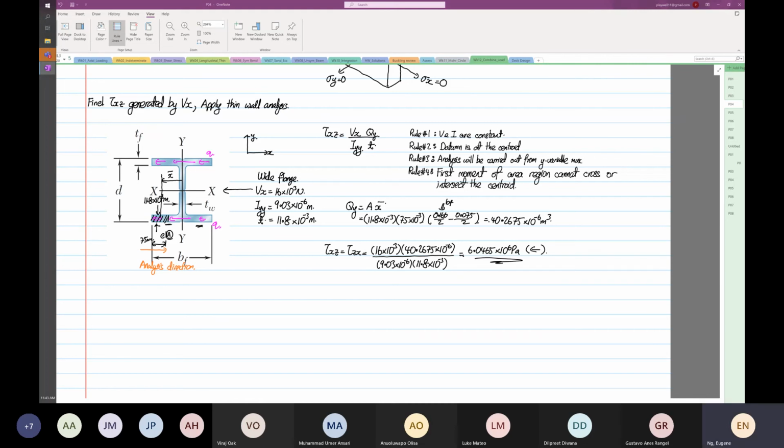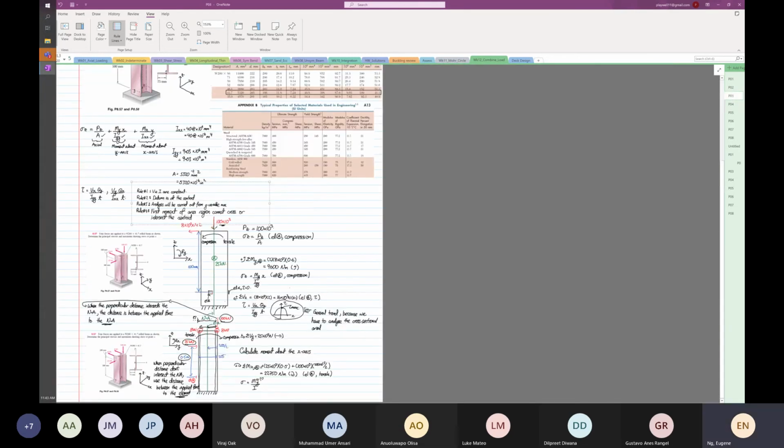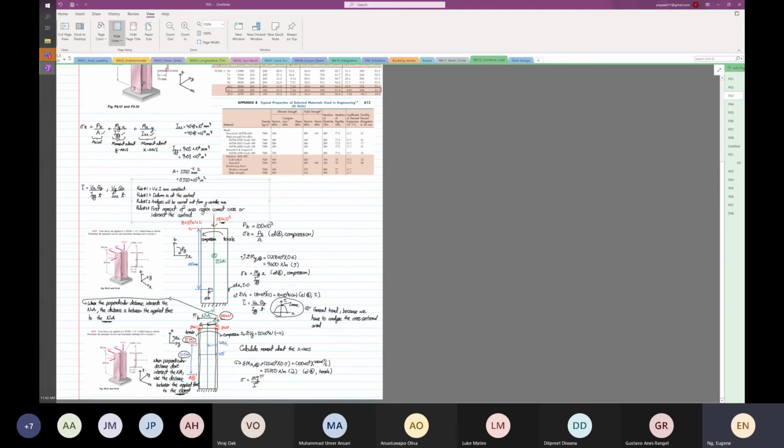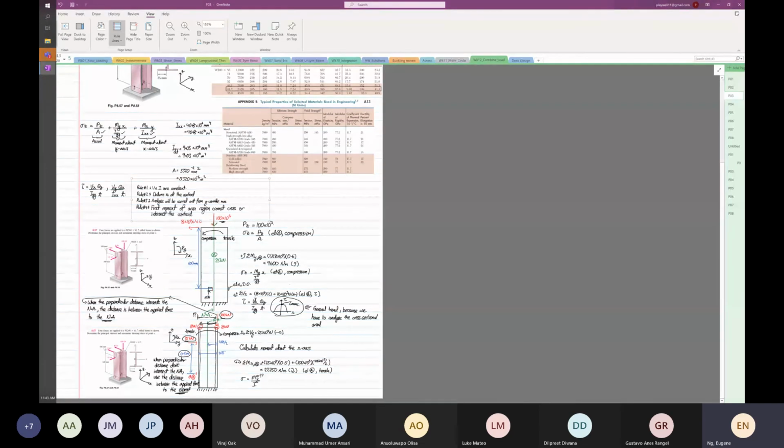Okay, so if we go back to our analysis, right? So we have just done Vx, yes or no? We have just done Vx. So we have done the shear force on Vx. So the next one we are going to, is there a Vy? I think that's a Vy, right? That's a 20. So the next one is a Vy.